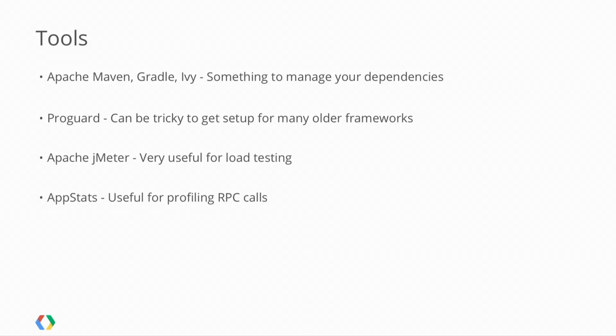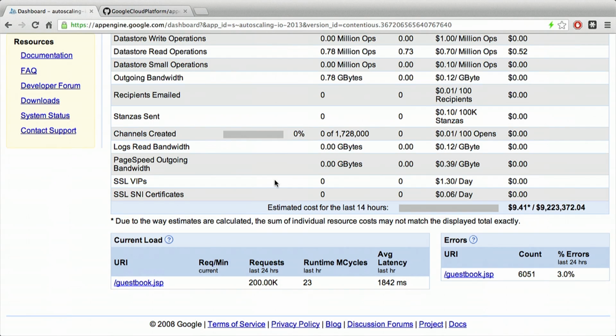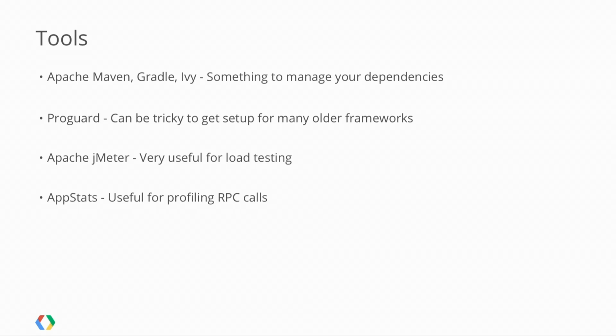And then, of course, I was using Apache JMeter a lot in all the demos. Of course, load testing, people are always concerned about that. But to be honest, well, this is kind of a crazy number, I'm sorry, I was going to reduce this, but it's cost me about $9.41 to run this demo, I don't know how many times now. It's not that expensive to just do some simple load tests. AppStats is also a really great tool. It's really useful for profiling all of your back-end RPC calls and making sure that everything is smooth from that perspective.